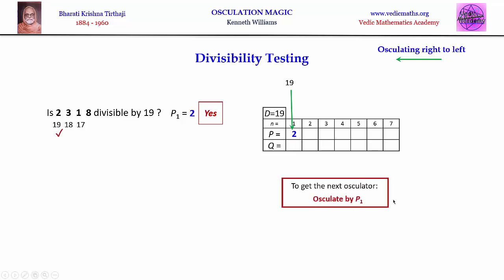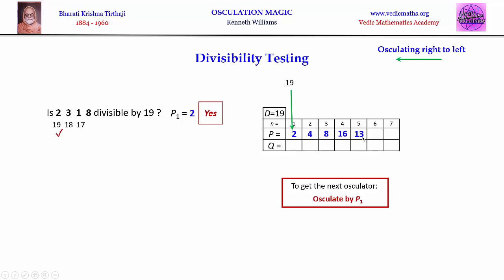So to get the next osculator, osculate by P1. So 2 times 2 is 4, 4 times 2 is 8, 8 times 2 is 16, 16 times 2 is 32, and when we take away the 19, we get 13. Osculators are always less than the divisor. An easier way that Teertj shows us to get that 13 is to just multiply the 6 by 2 and then add on the 1. 6 2s are 12 and 1 is 13.